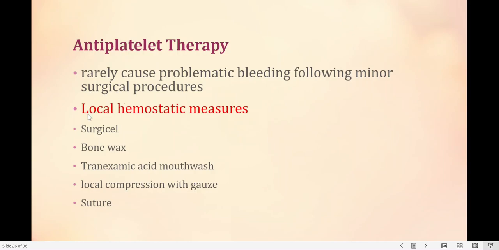However, we should follow local hemostatic measures by, for example, using local hemostatic agents like Surgicel or bone wax or other local hemostatic measures such as Gelfoam. And we can use tranexamic acid mouthwash, local compression with gauze. We can use also sutures. These are just some examples of the local hemostatic measures.